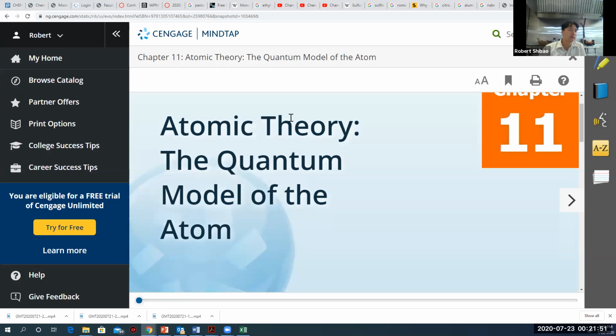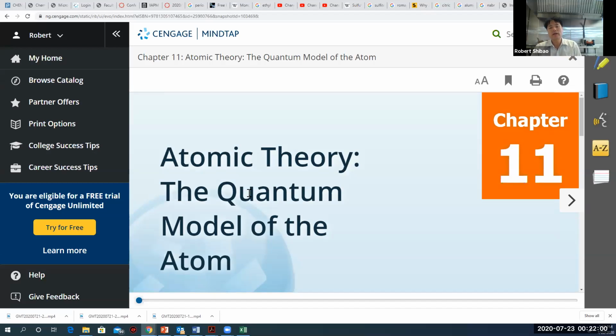Atomic theory. Oh, so we already did atomic theory part 1. This is atomic theory part 2, the quantum model of the atom. From atomic theory part 1, you know what makes an element unique: the number of protons. All atoms of an element have the same number of protons, and different elements are different because they have a different number of protons, and their chemical properties are going to be different.